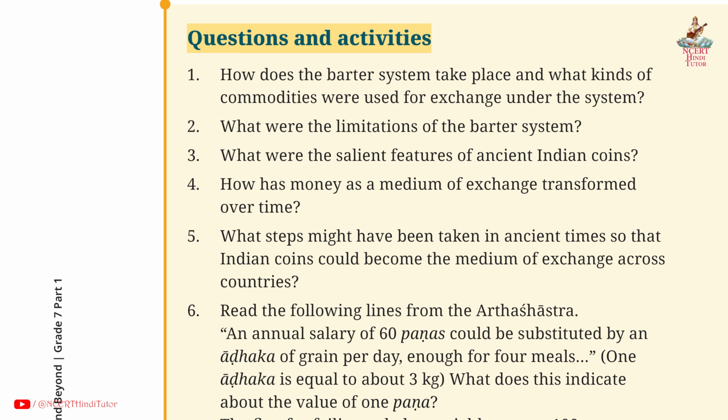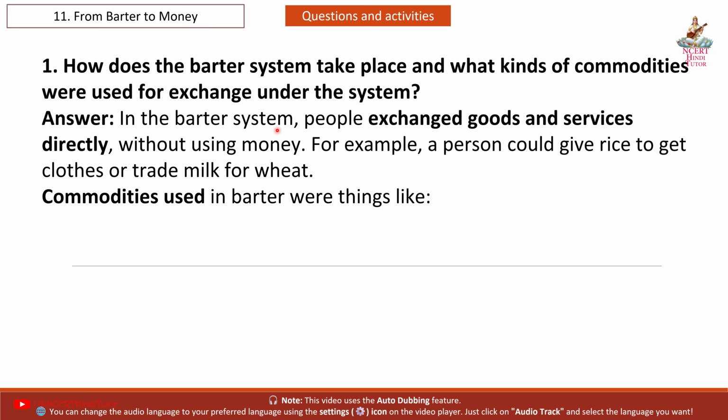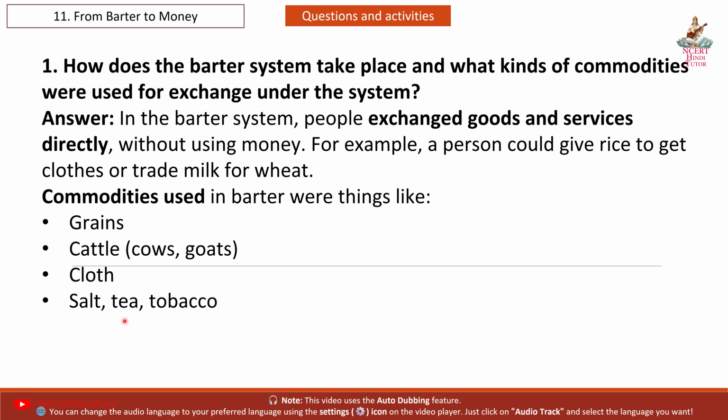Questions and activities. Question 1. How does the barter system take place and what kinds of commodities were used for exchange under the system? Answer. In the barter system, people exchanged goods and services directly without using money. For example, a person could give rice to get clothes or trade milk for wheat. Commodities used in barter were things like grains, cattle, cows, goats, cloth, salt, tea, tobacco, cowrie shells, handmade goods.